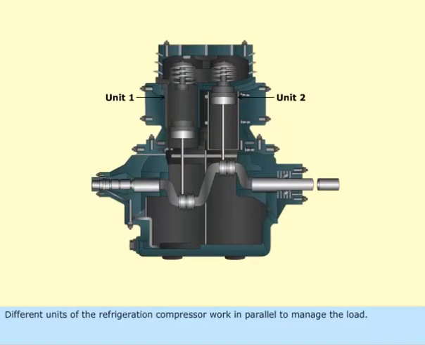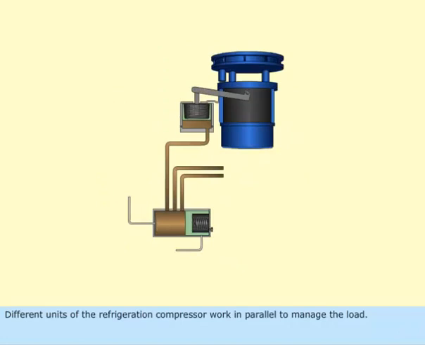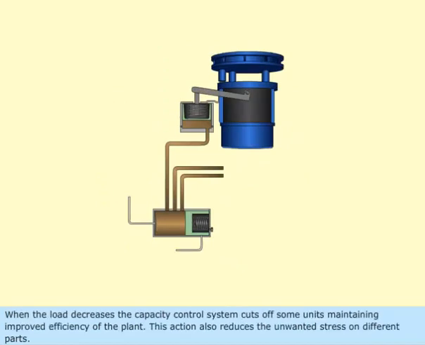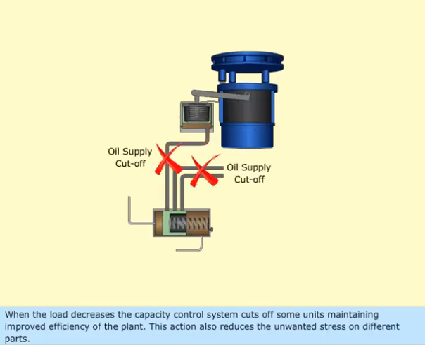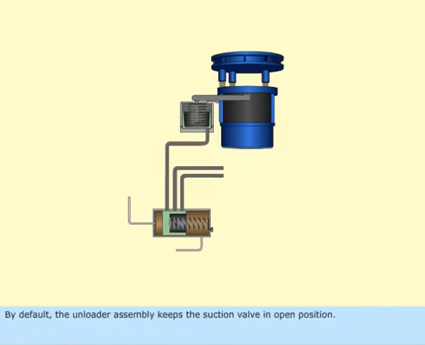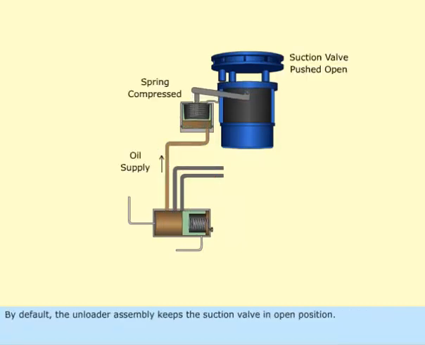Different units of the refrigeration compressor work in parallel to manage the load. When the load decreases, the capacity control system cuts off some units, maintaining improved efficiency of the plant. This action also reduces the unwanted stress on different parts. By default, the unloader assembly keeps the suction valve in open position.